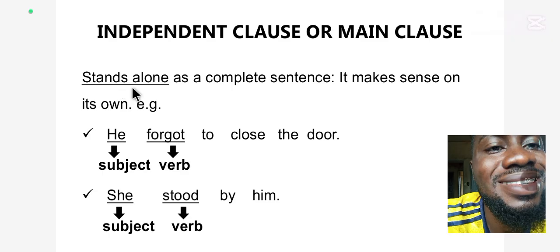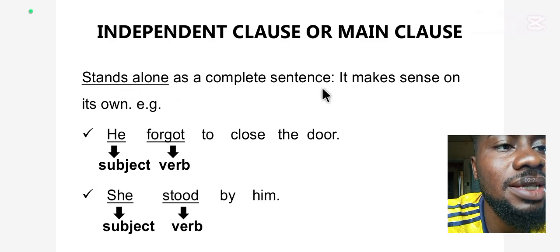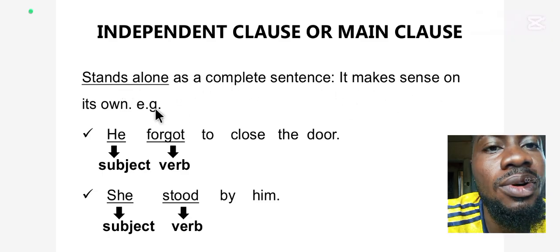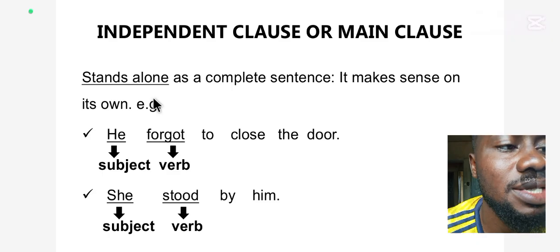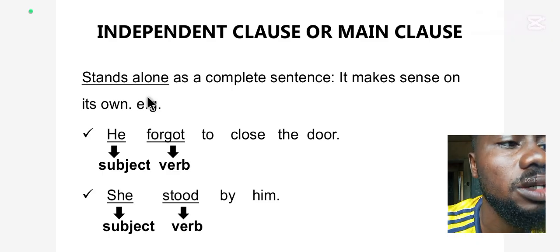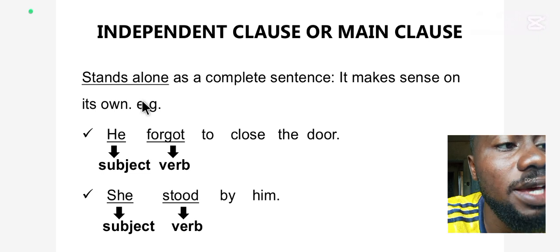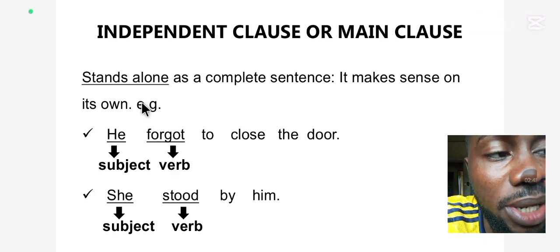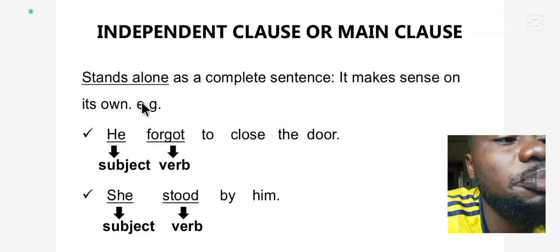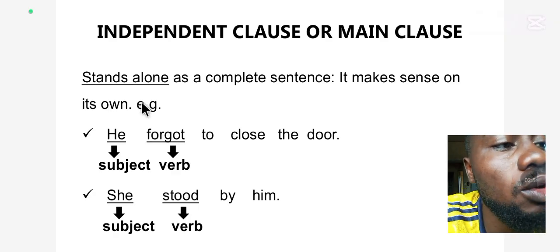Independent clause, or main clause. An independent clause stands alone as a complete sentence. It makes sense on its own. It does not need any further sentence to qualify it or to subordinate it. So an independent clause is a clause that does not depend on any other clause to make sense.